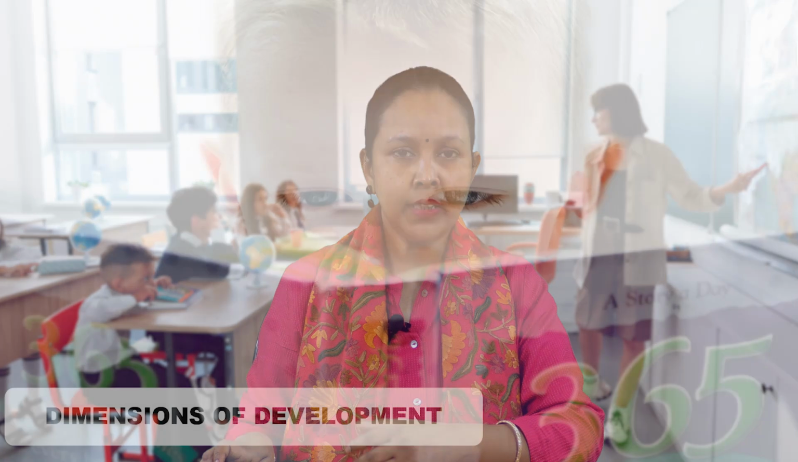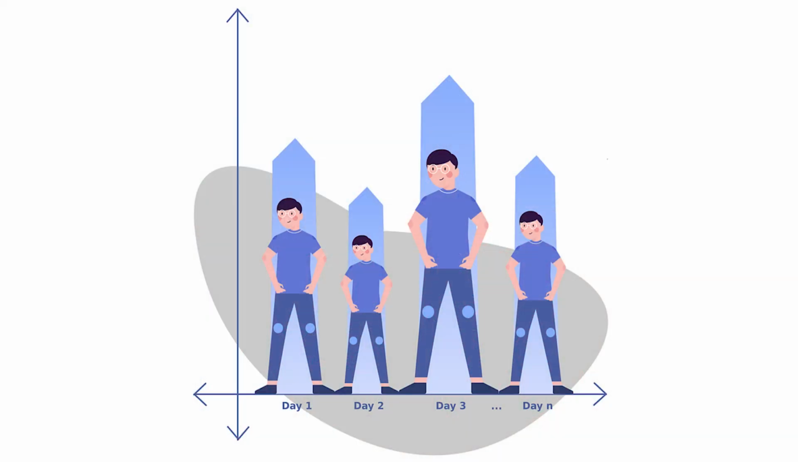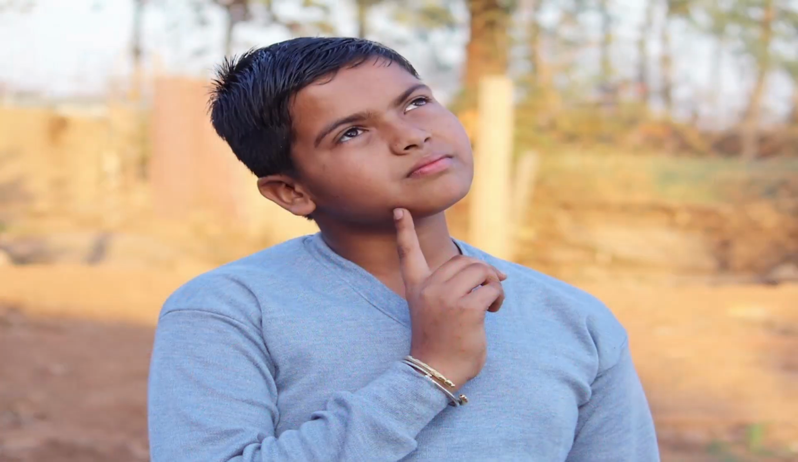Now when we talk about development, we know that development has many dimensions, like physical development, cognitive development, emotional, social and moral development. When you talk about physical development, it involves the changes in the body of the individual, which means changes in the height and the weight of the individual. You would find that a small child has less weight and less height, and as we progress in age, we increase in weight and height, and these are the parameters of physical development.